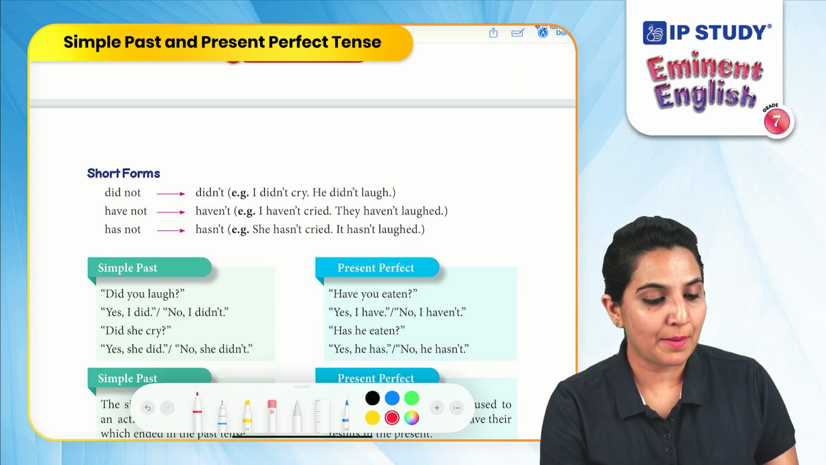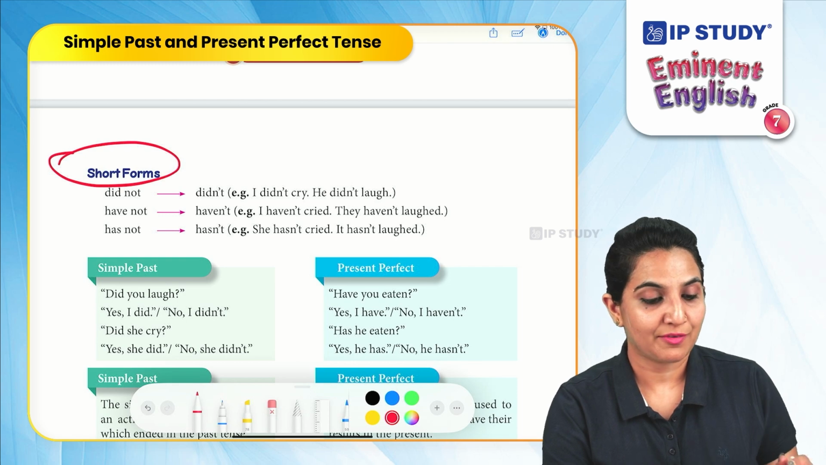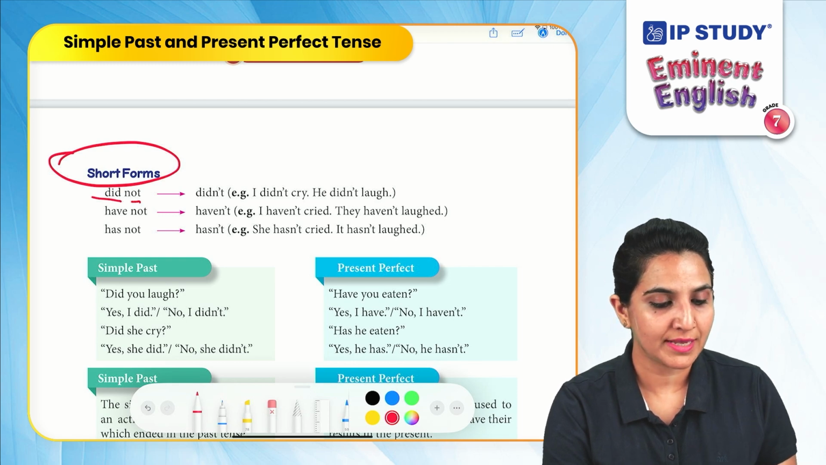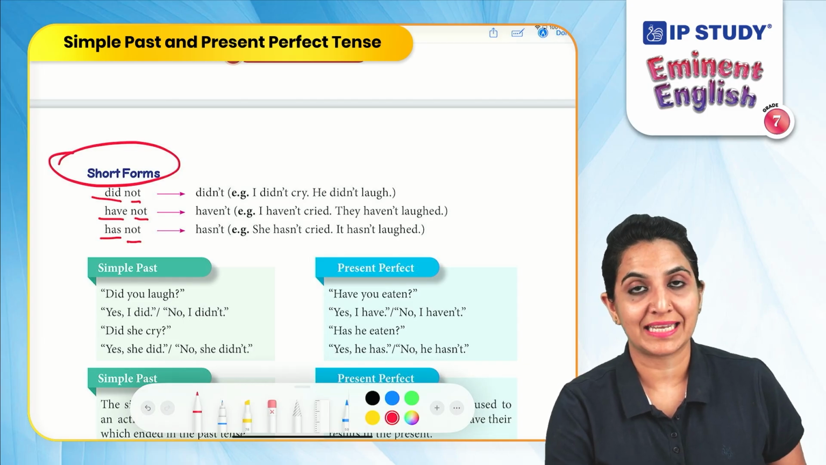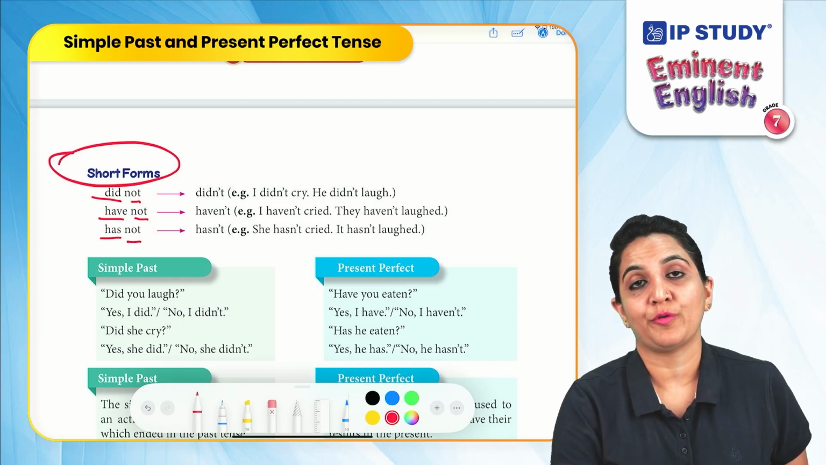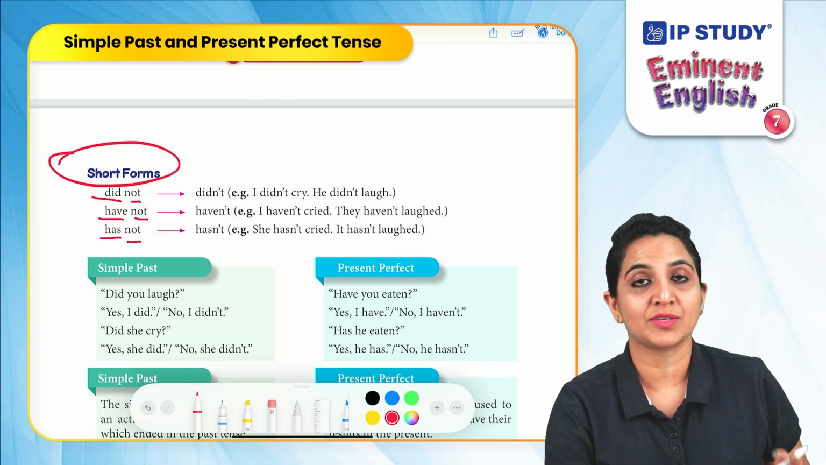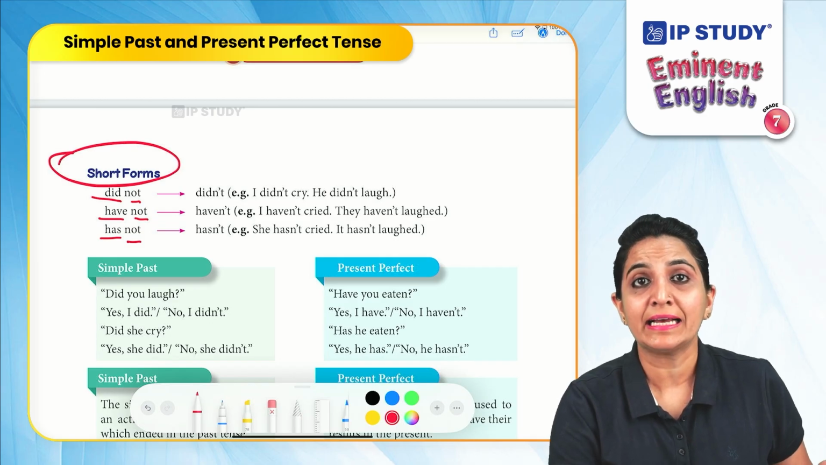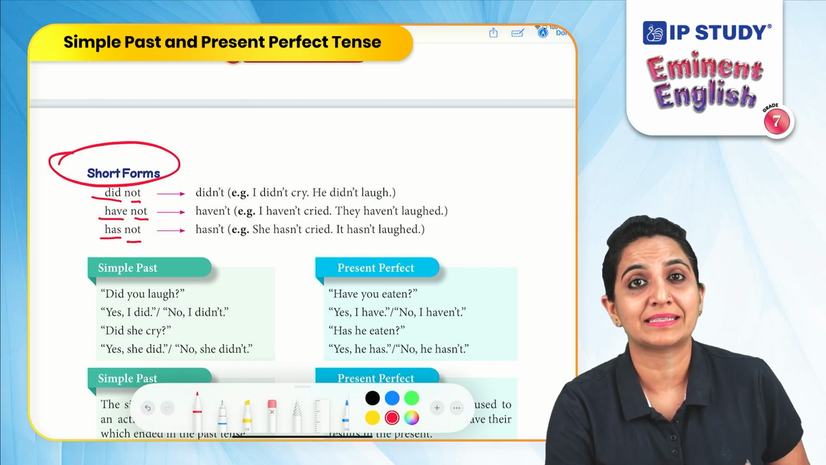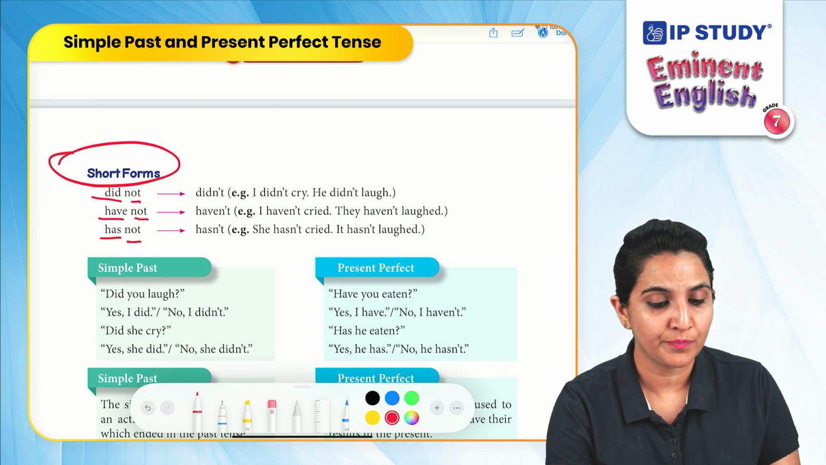Let's study about some short forms or contractions used in this. For example, did not, have not, has not. As explained earlier in the previous lessons, why do we use short forms? These are used so that we can contract the statements or the sentences. We do not have to repeat not again and again because that generally makes the sentence bigger. So to form negative sentences, we simply do didn't, haven't, hasn't.